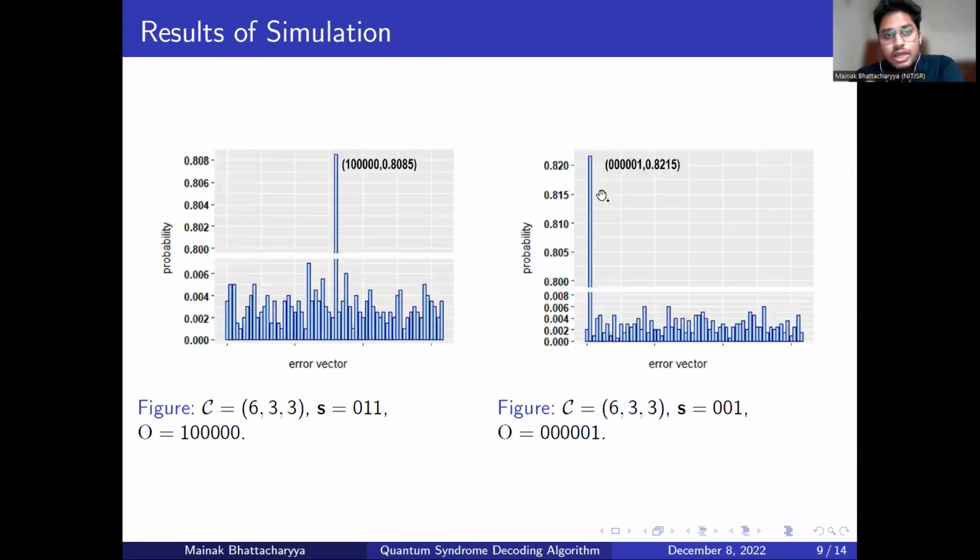Then we have implemented our algorithm in the QASM simulator of IBM Quantum Experience. Obviously, we cannot implement it in a real quantum computer because no quantum error correcting code has been involved. We have implemented it for the 633 code, and given syndrome 011, we get this error vector. And for the syndrome 001, we get this error vector. And if we match, we also see that the probability is 0.80858215. So the probability is greater than 0.5. And if we actually look at the coset table of the 633 code, these are the actual error vectors that have happened for this syndrome.